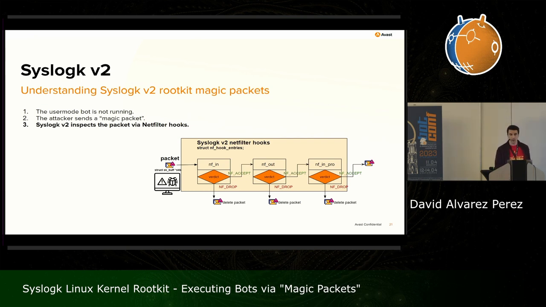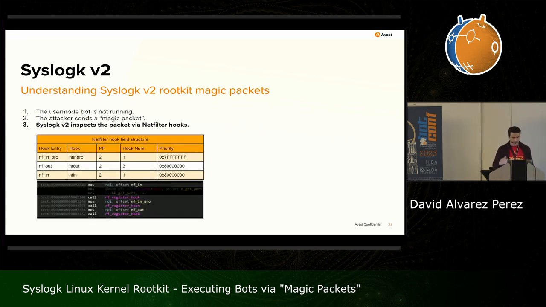And nfinpro is the netfilter hook that parses the packet and, in case the packet fits the requirements, executes the commands in the system. So in the bottom of the screen, you can see a disassembly in IDA that shows you how Syslogk registers the hooks for nfin, nfinpro, and nfout. And on the top of it, you can see a table that indicates all the structure of those hooks.